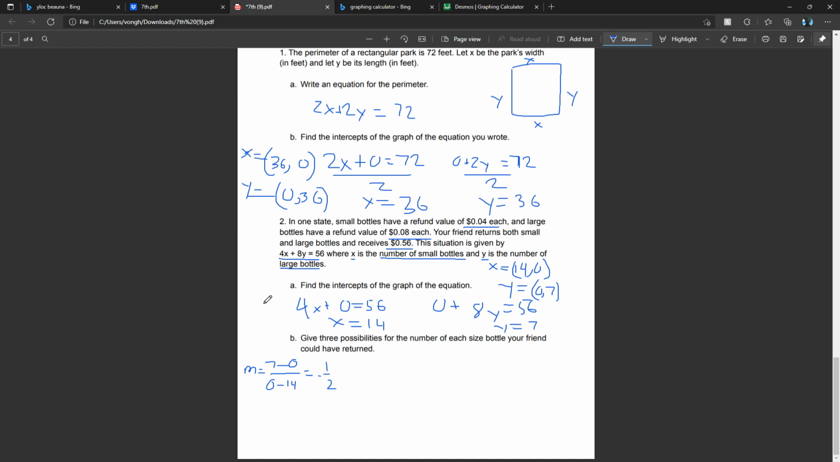In one state, small bottles have a refund value of 4 cents, and large bottles have a refund value of 8 cents. Your friend returns small and large bottles and receives 56 cents. This situation is given by 4x plus 8y equals 56, where x is the number of small bottles and y is the number of large bottles.